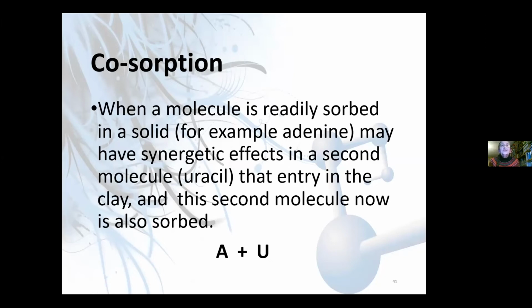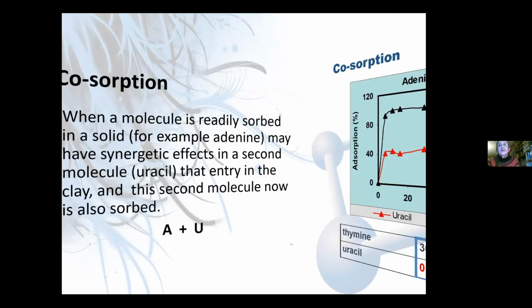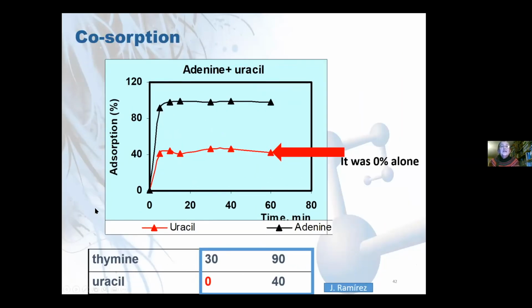When a molecule is strongly adsorbed on a solid, for example adenine, it may have synergetic effects on a second molecule, for example uracil, that enters the clay. And this second molecule is now adsorbed. For example, we made a solution with adenine and uracil, and these are the results. As you can see, the adsorption with time has a very fast uptake and then it is already equilibrated.